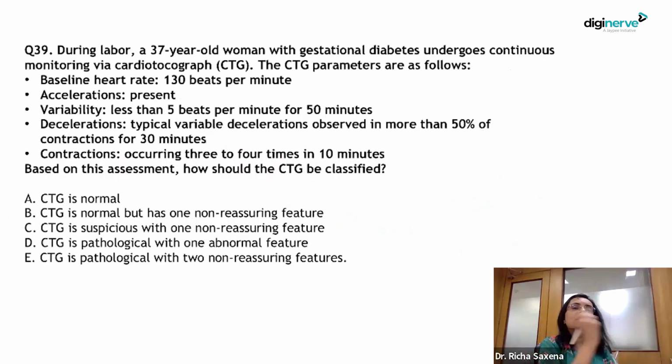Next question, during labor, a 37-year-old woman with gestational diabetes undergoes continuous monitoring via cardiotocography. The CTG parameters are as follows. Baseline heart rate of 130 beats per minute. Accelerations are present. Variability of less than 5 beats per minute for 50 minutes. Decelerations, typical variable decelerations observed in more than 50% of contractions for 30 minutes. Contractions occurring 3 to 4 times in 10 minutes. Based on this assessment, how should the CTG be classified?